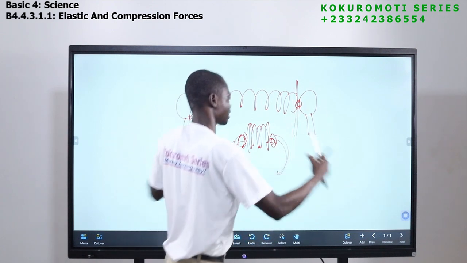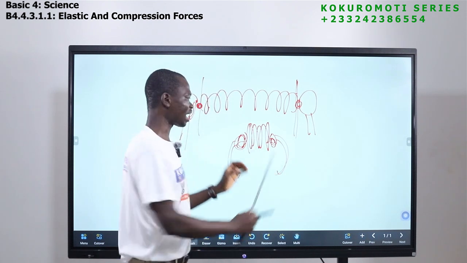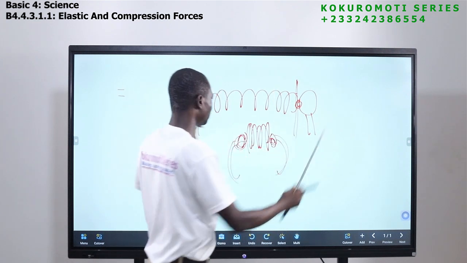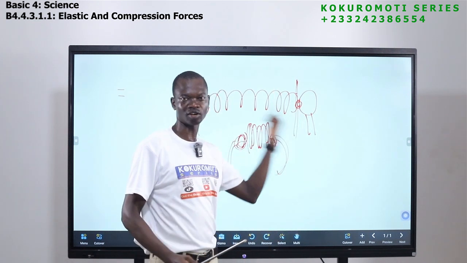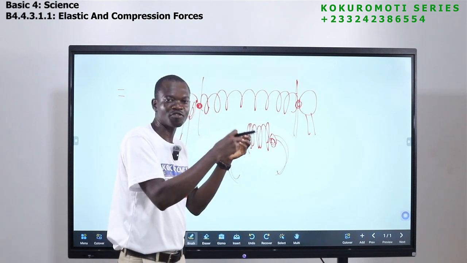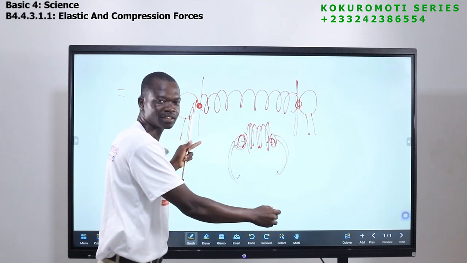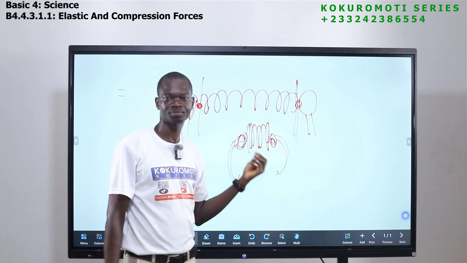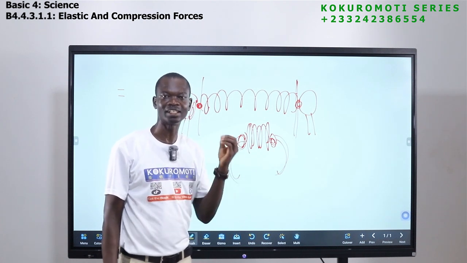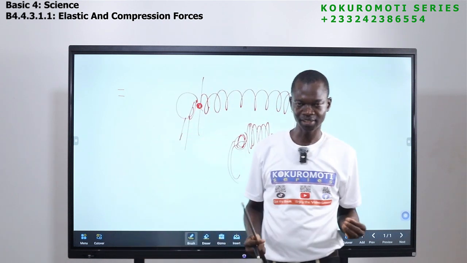Why is it that when I press it, the size did not remain like that, but after I release my hands, it pushed back to the original length or size? It's because of the force that we have in it. That force in it that pushes it back to the original size is called elastic force. So elastic force is in objects.